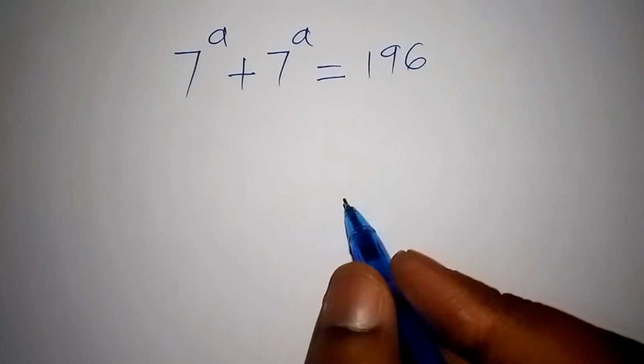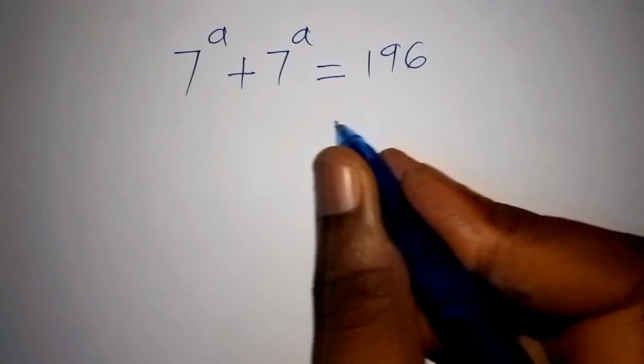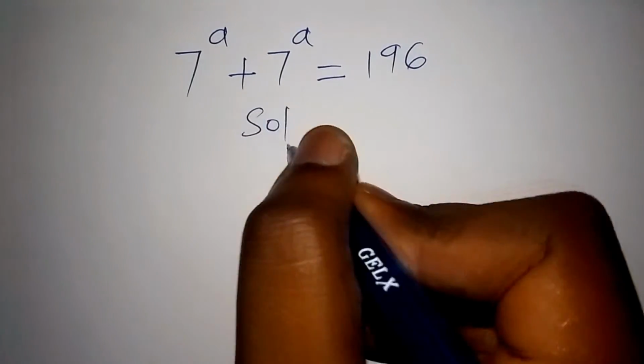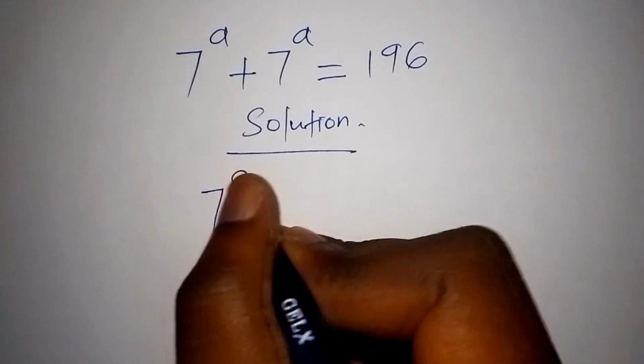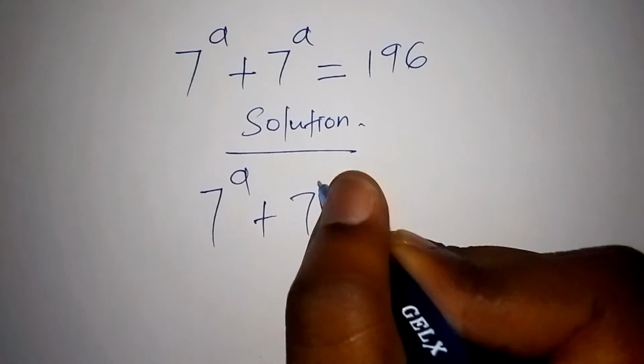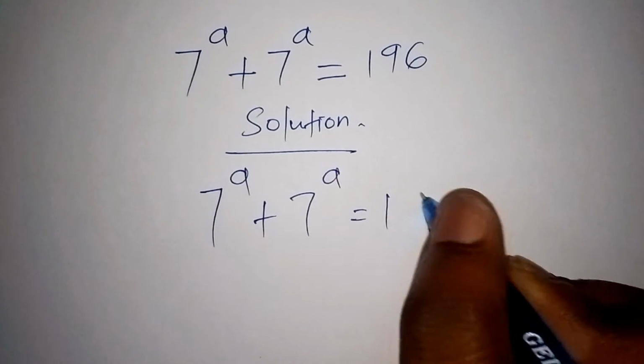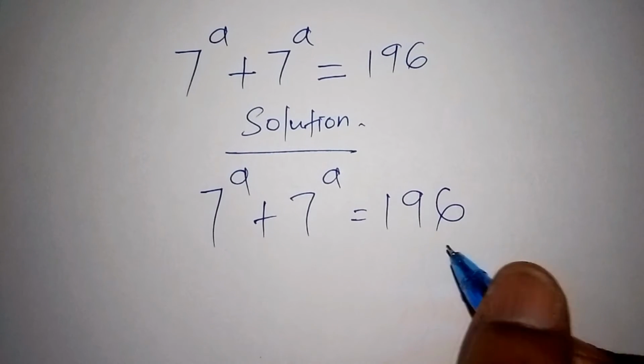Can you solve such a math Olympiad problem? So let's now work it out. Solution. We have 7 to the power of a plus 7 to the power of a is equal to 196. So how do we find the value for a?